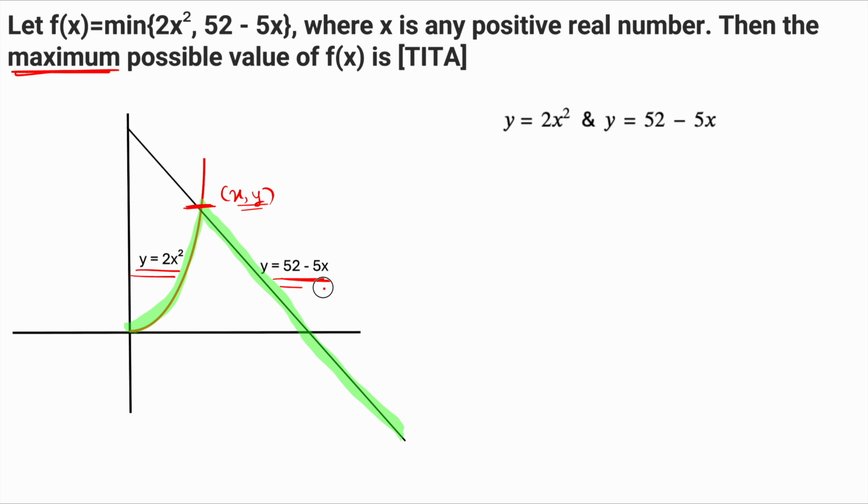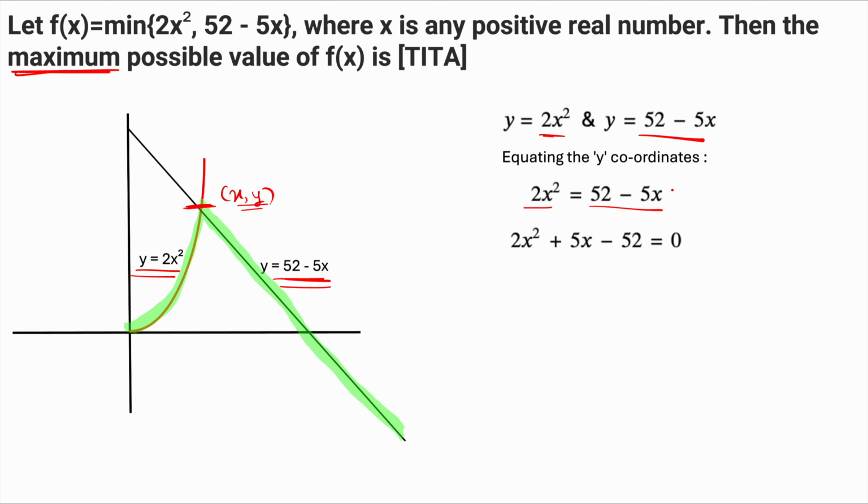So the next step is, let us equate the y coordinates of both these graphs. Basically, we are equating 2x square with 52 minus 5x. On simplification, this becomes a quadratic 2x square plus 5x minus 52. I want two numbers whose product is 2 into 52, that is 104 in magnitude, with a negative sign, and the sum should be 5. Some knowledge of tables will tell you the numbers are plus 13 and minus 8. So I can break 5x as 13x minus 8x, right? So the quadratic now becomes 2x square plus 13x minus 8x minus 52 is 0.